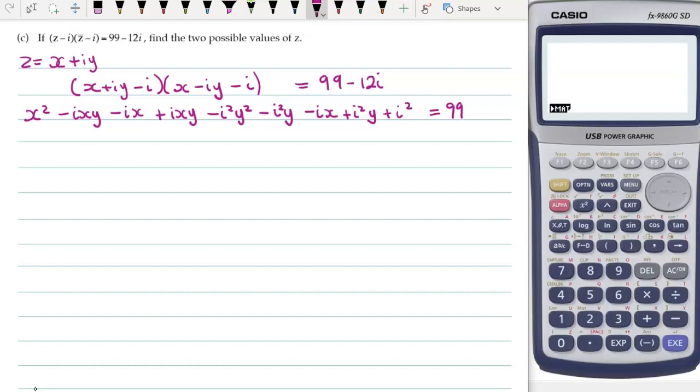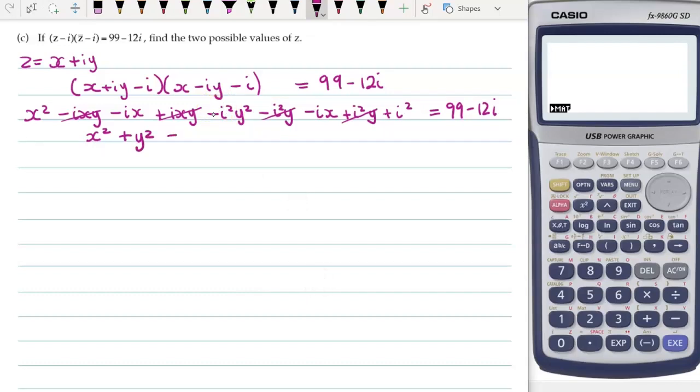Ooh. Okay, let's try to tidy that up. First we can do minus ix and ixy there cancels. The minus i squared y and the plus i squared y there. And then I think that's as much as I can do at the moment. So we have x squared, and then I'm going to pull out this piece here, the minus i squared y squared. So i squared is minus 1, times it by a minus, that'll be a plus y squared.